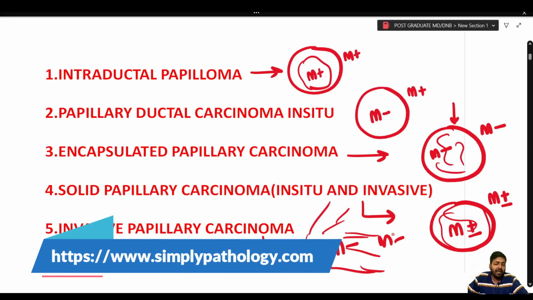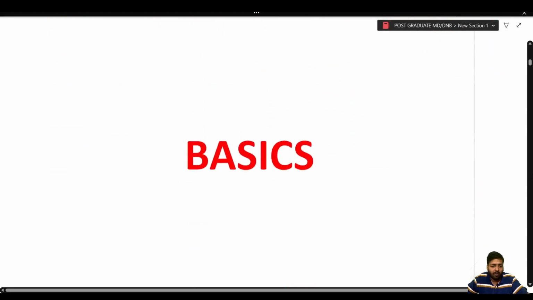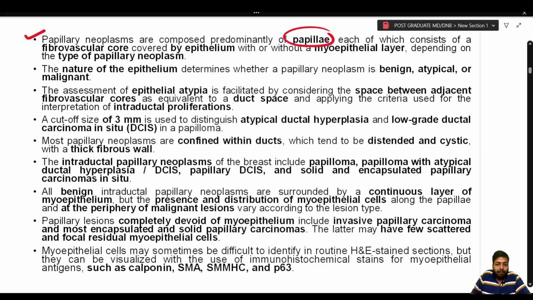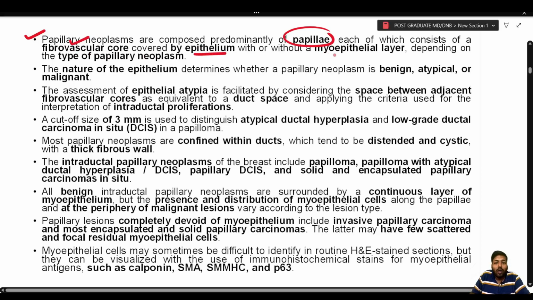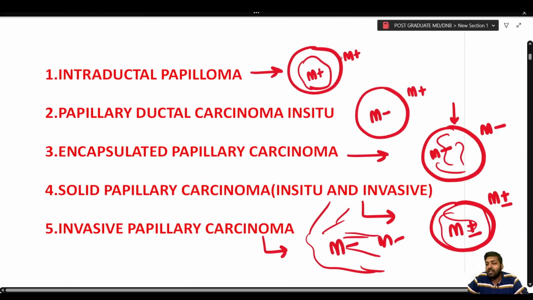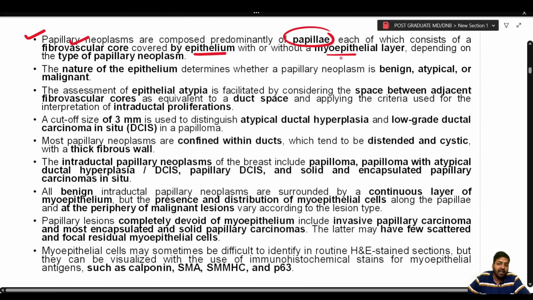Now this is a very basic concept. As we go further, we will understand in detail how to differentiate them histologically as well. So with this concept in your mind, let us begin today's topic of discussion. First, the basics of the papillary lesions of the breast. The papillary neoplasms are composed predominantly of papillae, each consisting of a fibrovascular core covered by epithelium with or without a myoepithelial layer. As I told you, some of the lesions contain a myoepithelial layer, some do not, depending on the type of papillary neoplasm that you are dealing with.